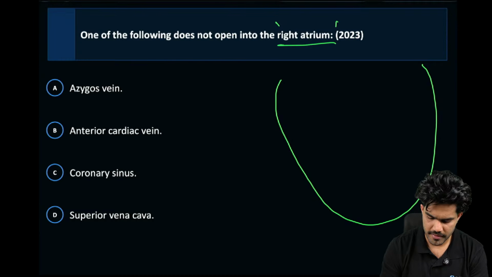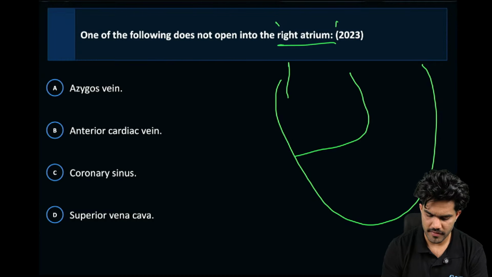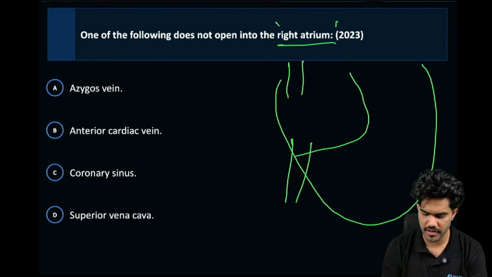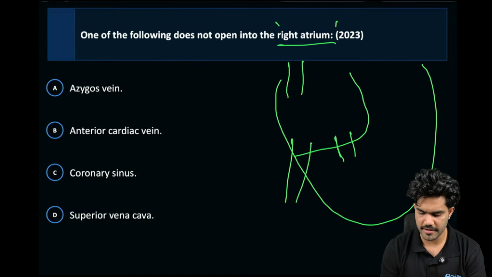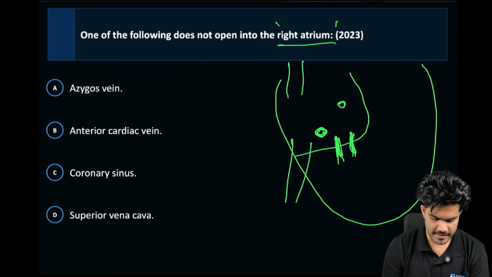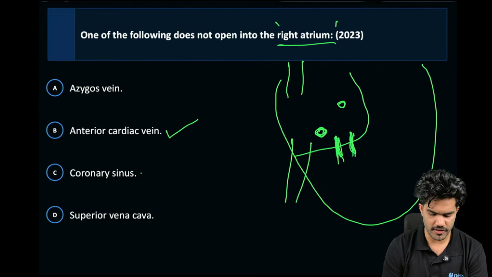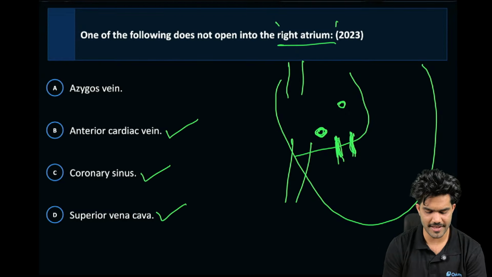See, this is right atrium. From above, superior vena cava. From below, inferior vena cava. Here, see tricuspid valve where we have atrioventricular orifice. Plus we have what? Coronary orifice. Plus we have anterior cardiac vein. See, anterior cardiac vein, yes. Coronary sinus, yes. Superior vena cava, yes.